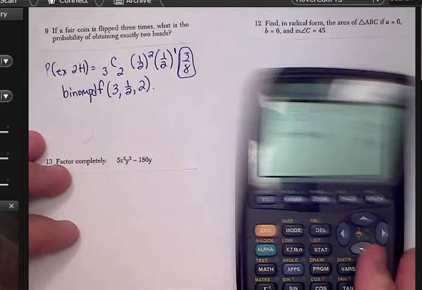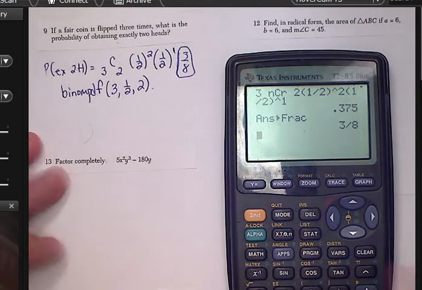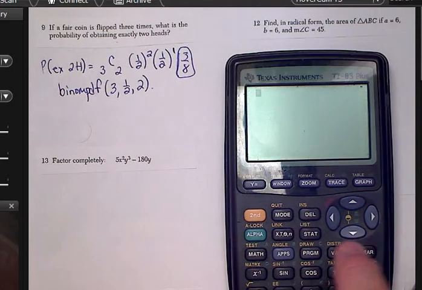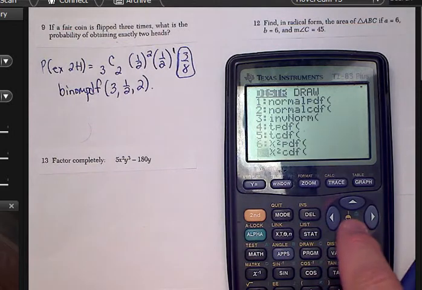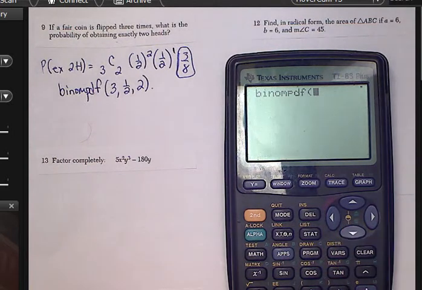If we're going to do it using the binomial PDF, you're going to hit the variable button. So second, and then variable, which gets you to distributions. Go down to binomial PDF, enter. Flipping it 3 times, probability of success is 1/2, and we want 2. And you get that same answer. Math, fraction.